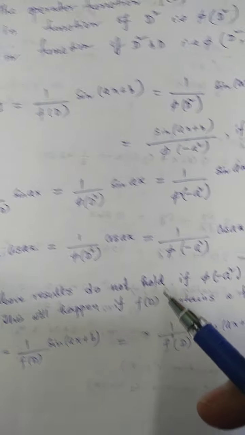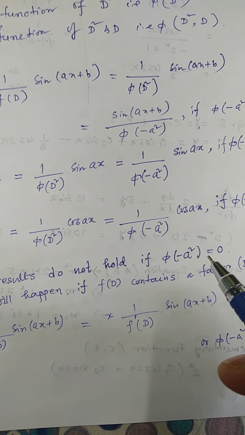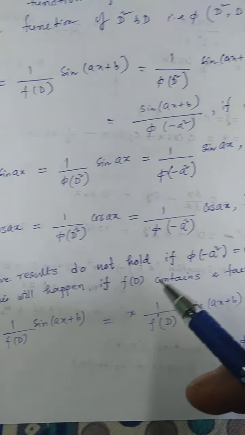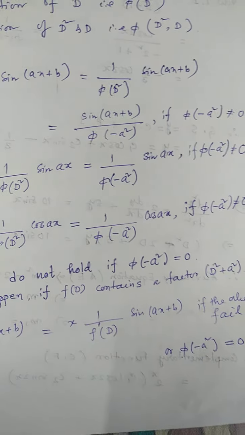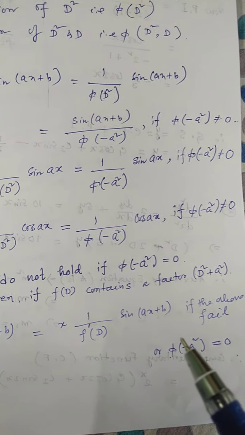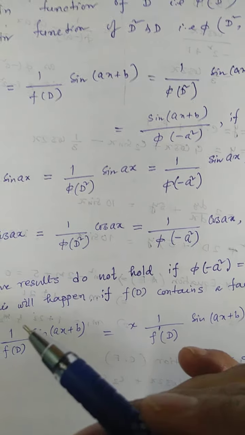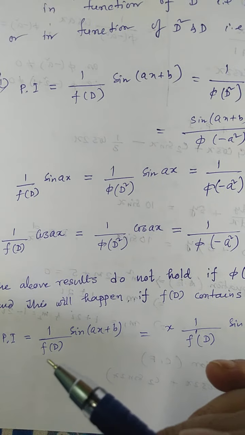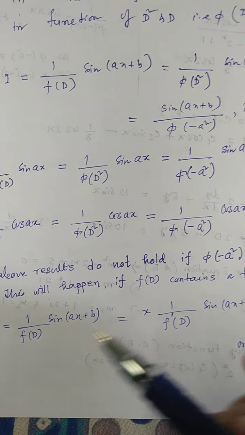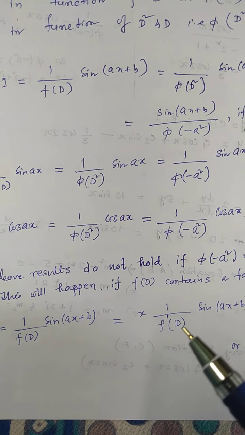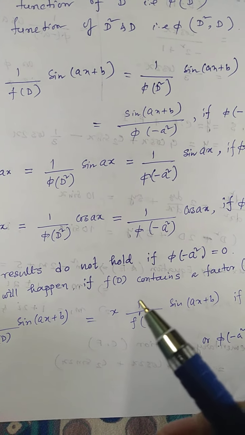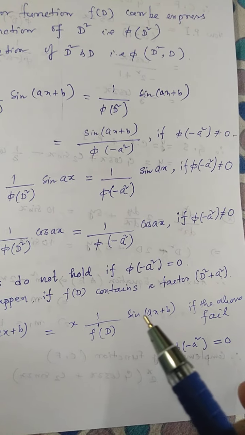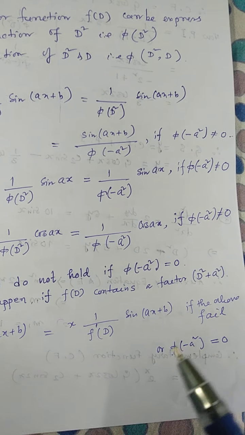But the above result does not hold if phi of minus a² equals 0. And this will happen if f(D) contains a factor D² + a². If phi of minus a² equals 0, then we have another rule: the particular integral 1/f(D) sin(ax + b) can be written as x times 1/f'(D) sin(ax + b), where f'(D) is the first order derivative of f(D). This is the result to be used if all the above results fail, that is, when phi of minus a² equals 0.